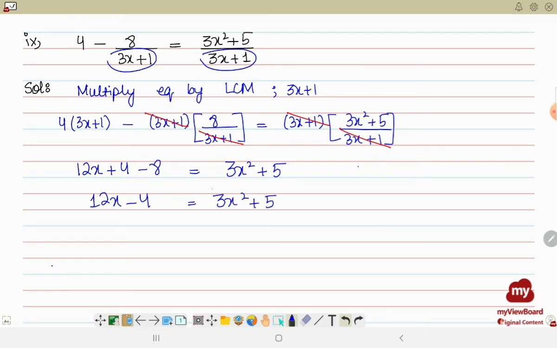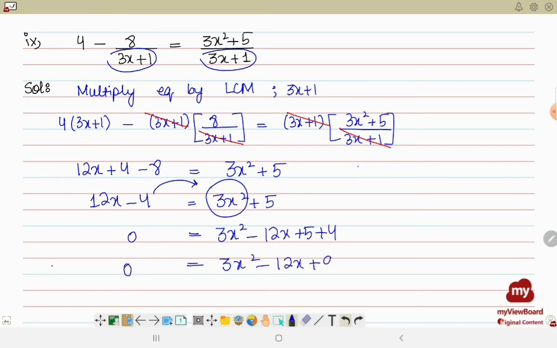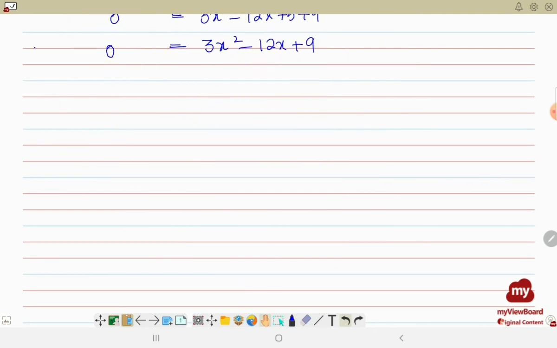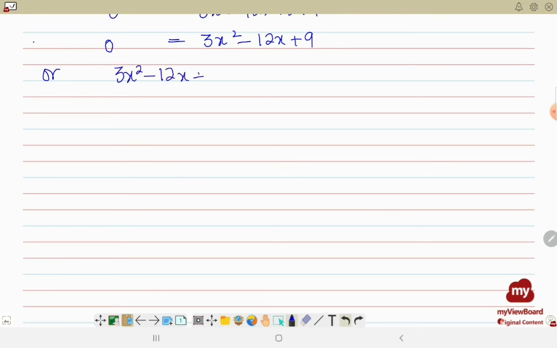Since we usually want a plus sign with the square term, we'll shift all the terms to the right hand side and we will be left with 3x square minus 12x plus 5 plus 4. 0 equals 3x square minus 12x plus 9. This equation can be written like that, or 3x square minus 12x plus 9 equals 0. So see, we have converted the given equation into standard quadratic form. Now we are supposed to apply the method of completing square. For that, the coefficient of x square should be 1.